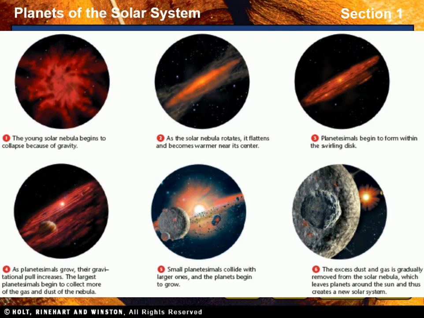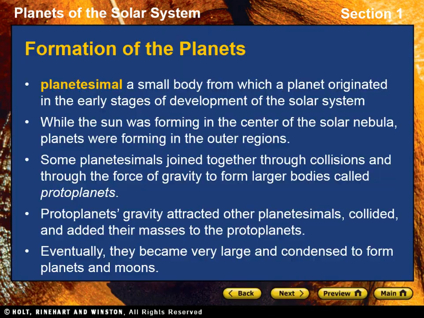While the Sun was forming in the center of the solar nebula, planets were forming in the outer regions, as is shown here. Small bodies from which a planet originated in the early stages of formation of the solar system are called planetesimals. Some planetesimals join together through collisions and through the force of gravity to form larger bodies called protoplanets.